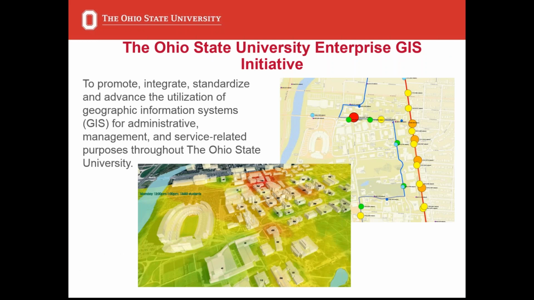So the Enterprise GIS Initiative is mainly brought about to promote, integrate, and standardize the use of GIS across the university. Like I said, there are a lot of disparate groups that are doing their own thing. So the hope was to build communication between those departments and get everyone collaborating on the same page.